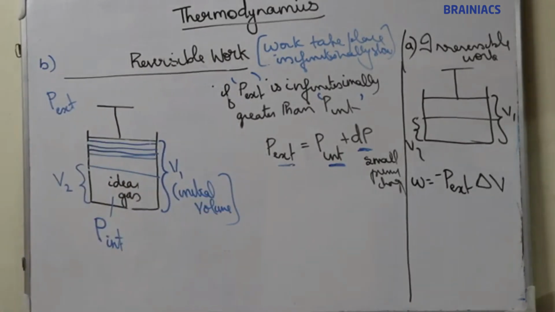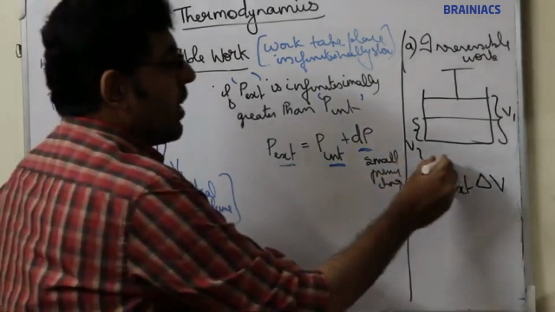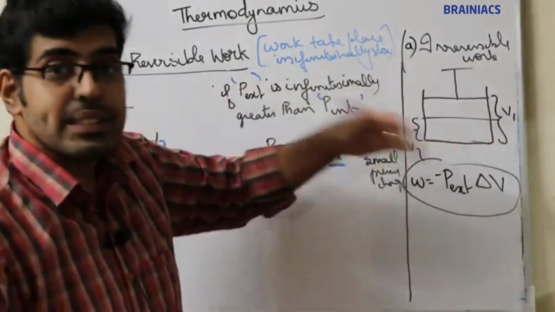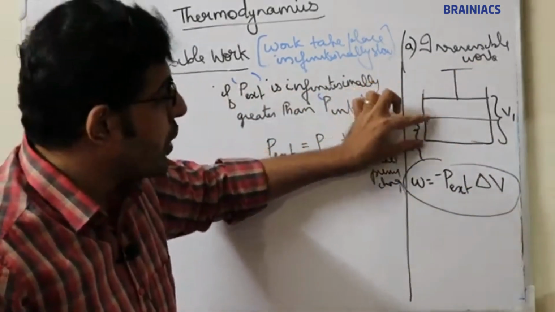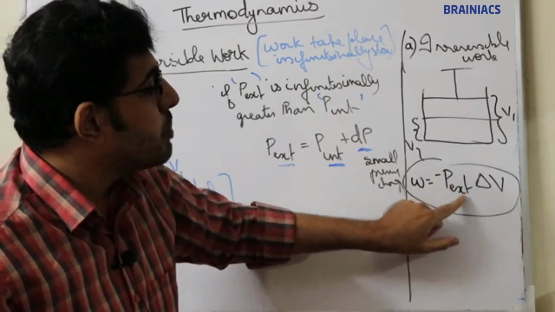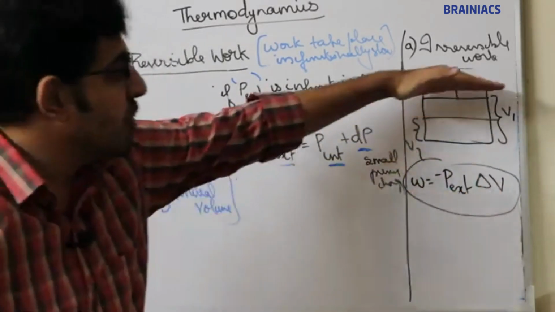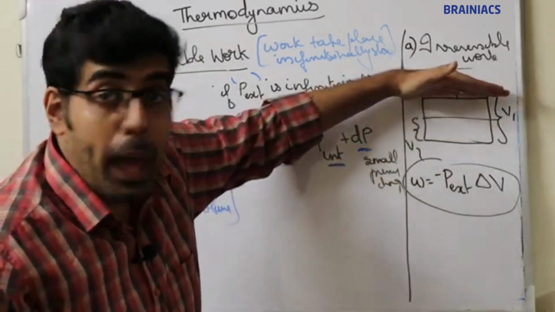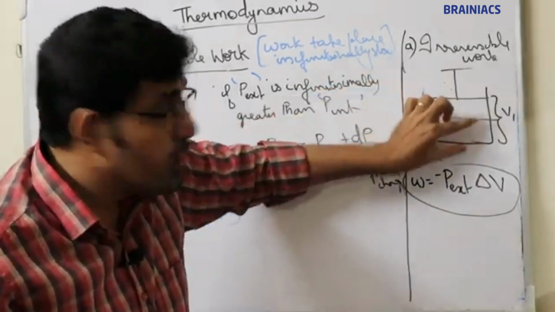Now, what is the equation to calculate work done in a single step when the piston moves from here to here? W is equal to minus P external into delta V. This is the equation to calculate work when a piston moves rapidly from V1 to V2.